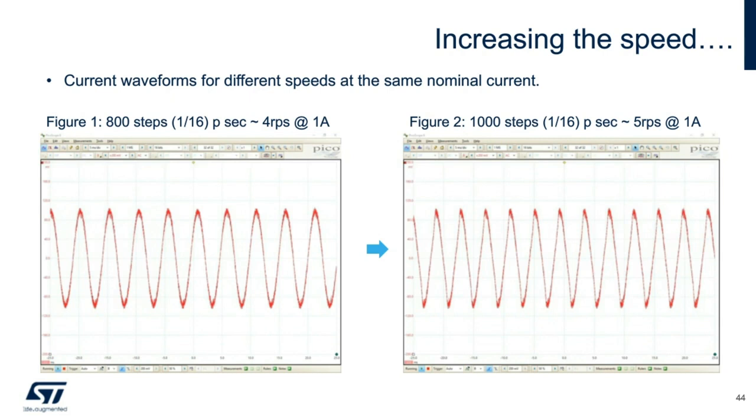Figure 1 shows nice sinusoidal current waveform for a phase current of 1 amp at the speed of 800 steps per second. Now, if we increase the speed to 1000 steps per second, as shown on the picture 2, we can observe some waveform distortion. Instead of having a nice sinusoidal curve, as on the picture 1, the current waveform became more triangular type of waveform rather than sinusoidal. Clearly, the current is not following the ideal reference curve.